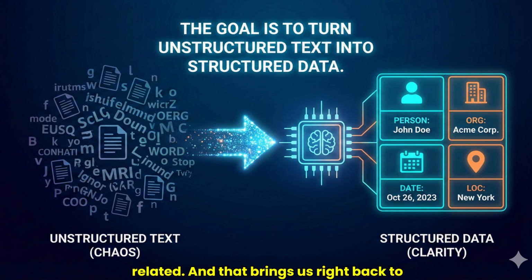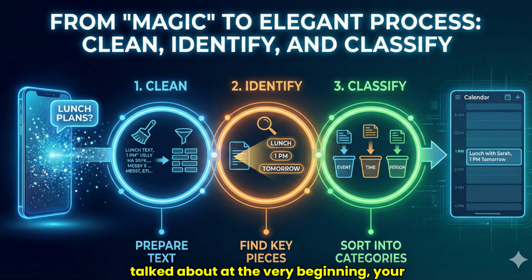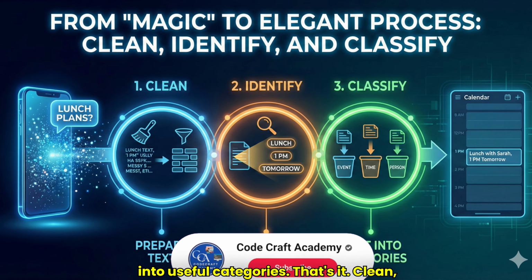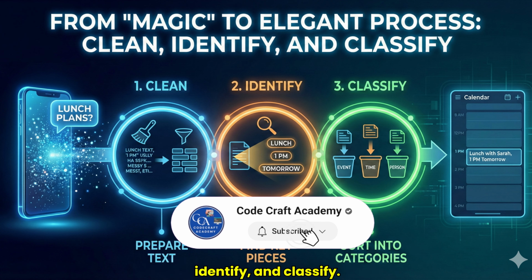And that brings us right back to the central theme, doesn't it? The entire journey from a simple human sentence to a complex computer file is all about this one goal. It's about taking the fluid, kind of messy world of our language and translating it into the rigid, logical world of computer data. So that magic we talked about at the very beginning, your phone understanding your lunch plans, it's not magic at all. It's really this elegant three-step process. First, you clean the text to get it ready. Second, you identify all the key pieces inside it. And third, you classify those pieces into useful categories. That's it. Clean, identify, and classify.